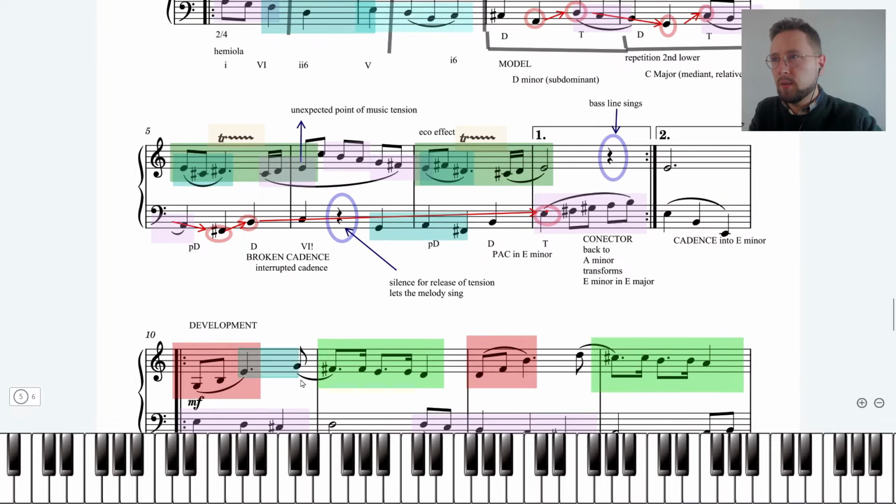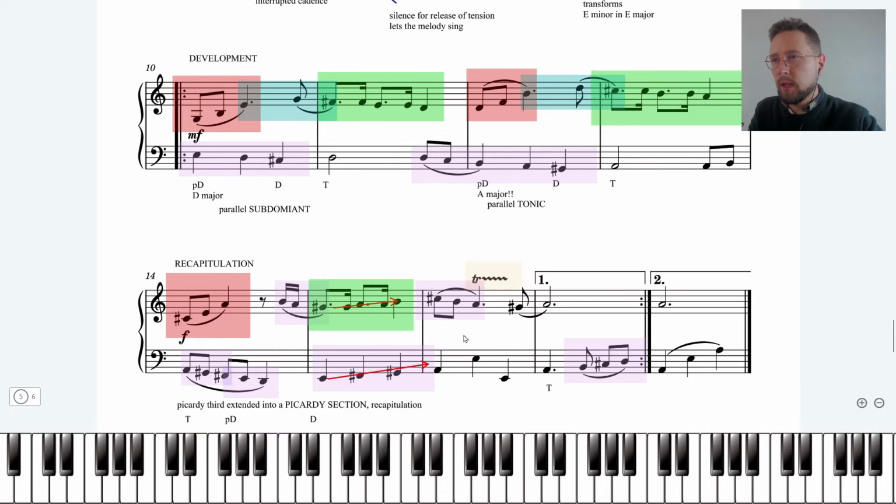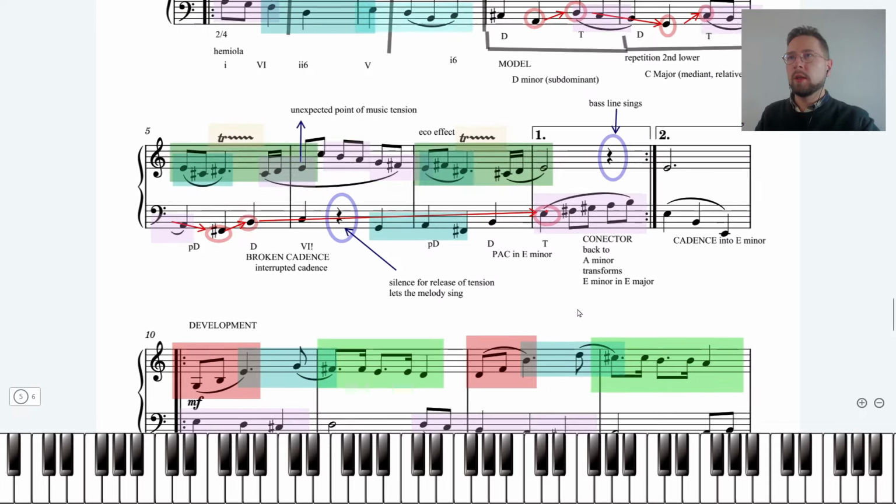And now, without further ado, I'll start playing it. So those will be the most prominent places, I believe. Good.